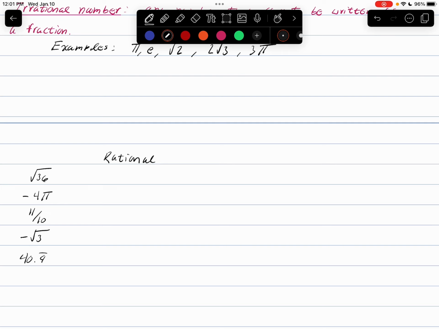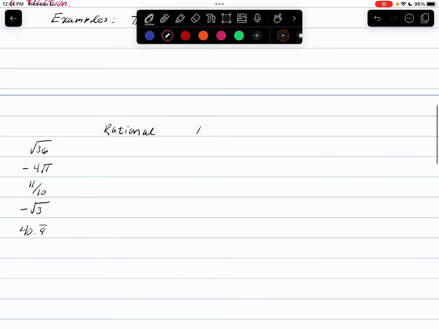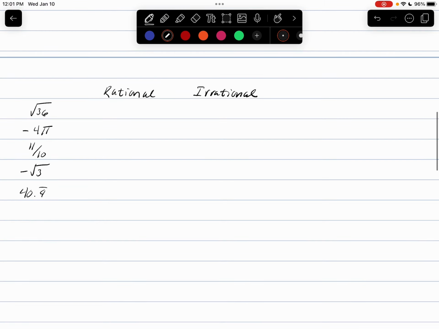Okay, so let's do a couple of examples here. The goal here is to identify each of these as rational or irrational. We'll put a check mark if it's rational or irrational. So let's take a look at the square root of 36. Well, the square root of 36 is just 6, and this is because 6 times 6 gives us 36. So we can write the square root of 36 as an integer, or if we want to, as a fraction as well. So I suppose we can call this a rational number.